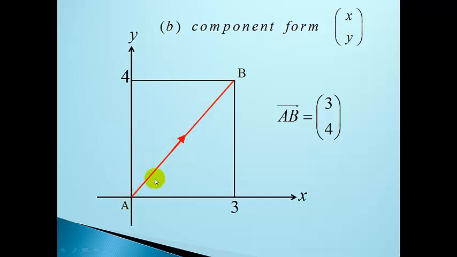That means that vector AB is equal to 3, 4, where 3 is the x coordinate and 4 is the y coordinate. So that is another representation of a vector in the component form xy as shown on the diagram. 3 is the x coordinate and 4 is the y coordinate.